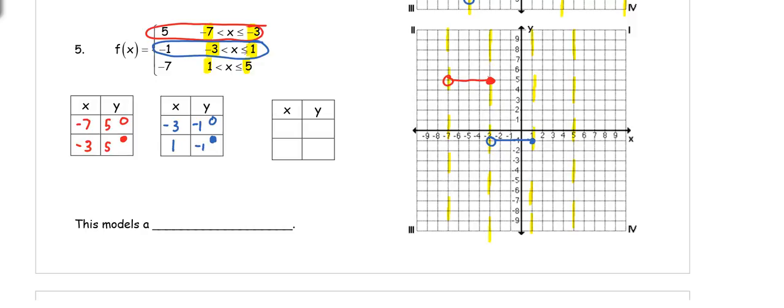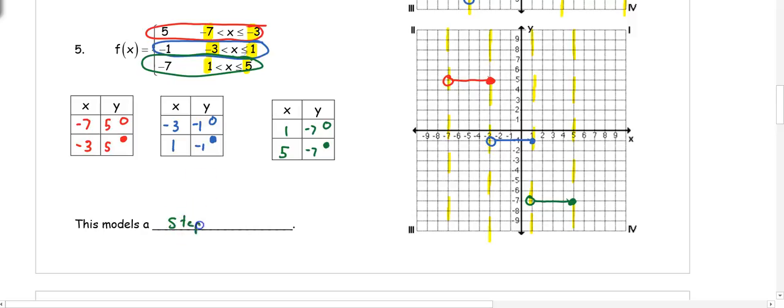And then the last one, the domain numbers are 1 and 5 for x. The y values are -7. So at 1, there's no bar underneath it, so it gets an open circle. And at 5, there is a bar underneath it, so it gets a closed circle. So we're going to go to 1, -7, open circle, 5, -7, closed circle, and connect those points. This models a step function because it looks like stairs going from one to the other.